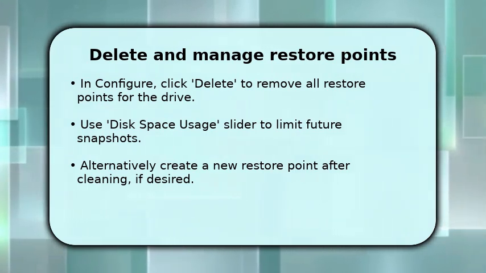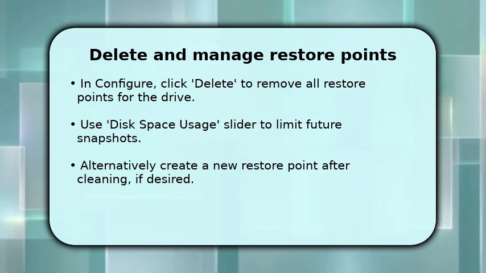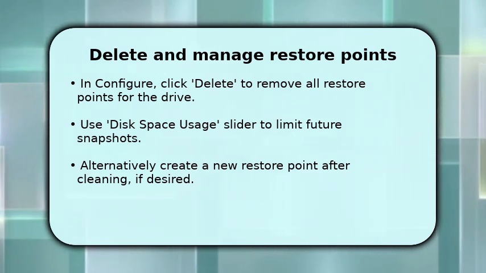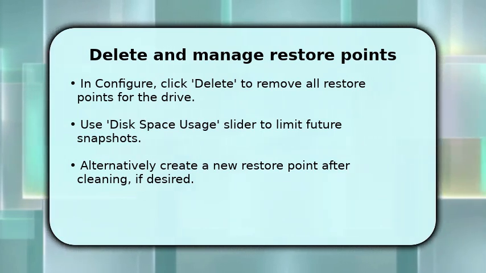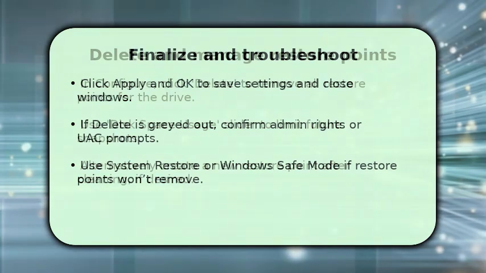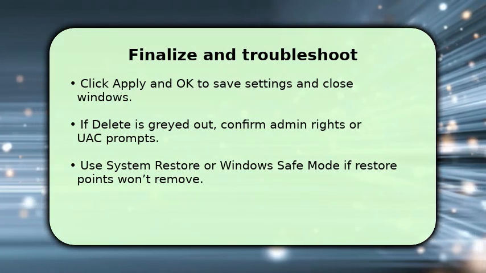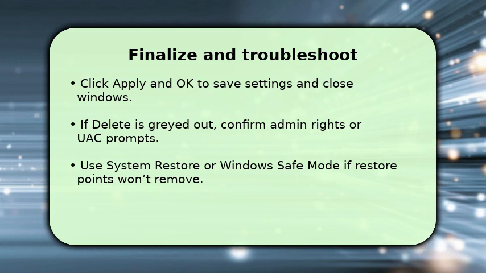If you prefer targeted cleanup, use Disk Cleanup. Open it, choose Cleanup System Files, and select more options to remove non-essential restore points while keeping the most recent. Finally, decide whether to create a fresh restore point now. Click Apply and OK to commit your changes and close System Properties, which finalizes deletion and new disk limits.